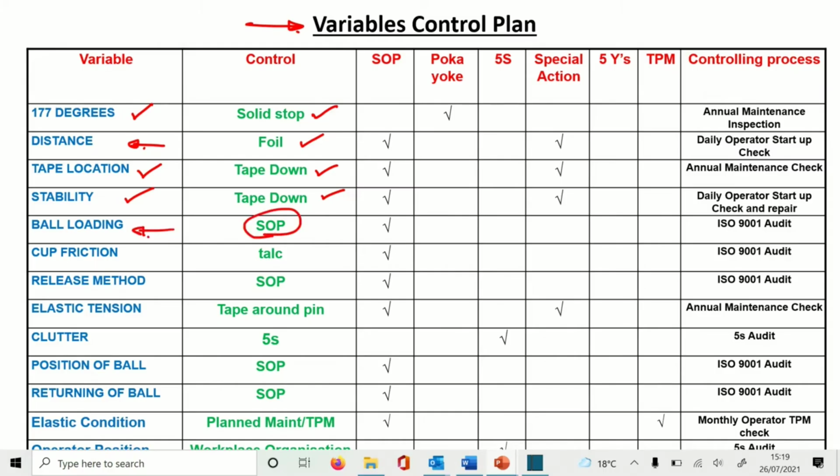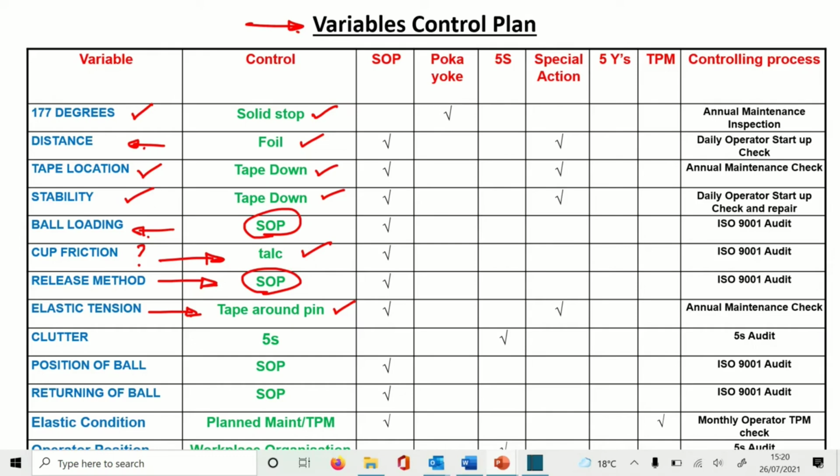We've also come up with things like cup friction, so we've decided that although we've got a ball loading technique, maybe we should be careful with the friction between the ball and the cup, so we're going to put some talcum powder in there. We're going to come up with a standard operating procedure for the release method. The elastic tension, which is about how long we hold the catapult in position, what we're actually going to do is to put some sellotape around the pin and stop the pin from rotating. So that should eliminate the problem of how long do we hold the catapult down for.